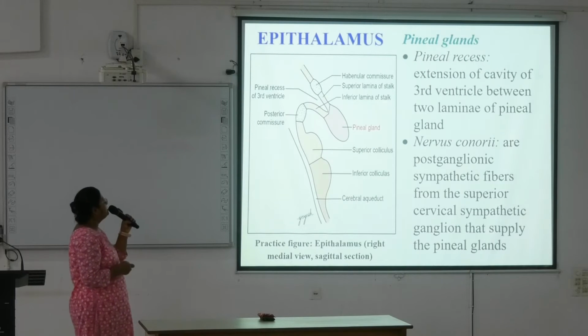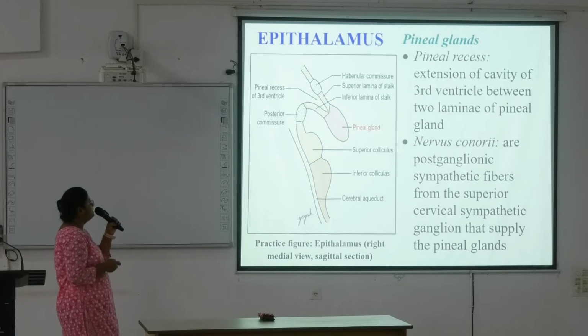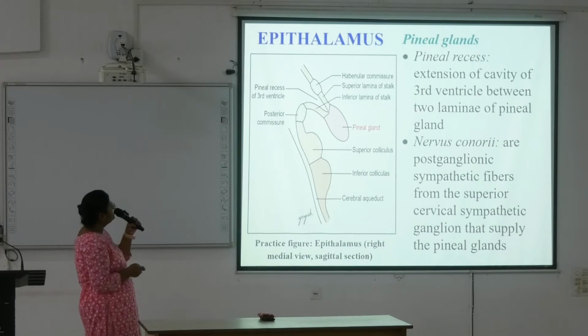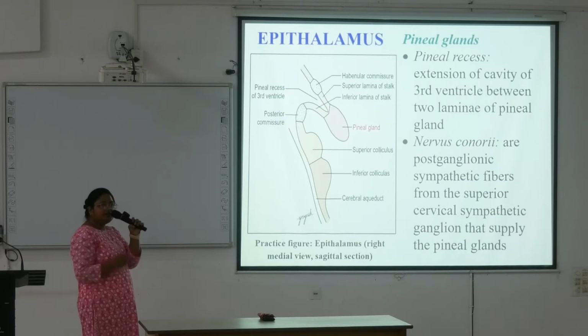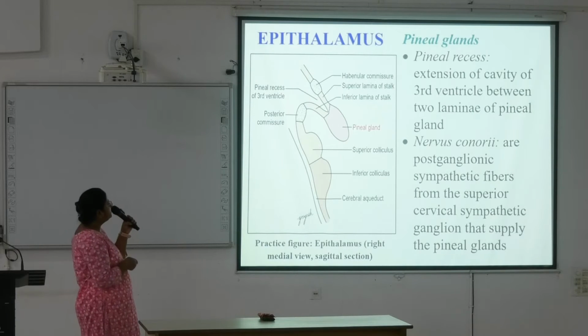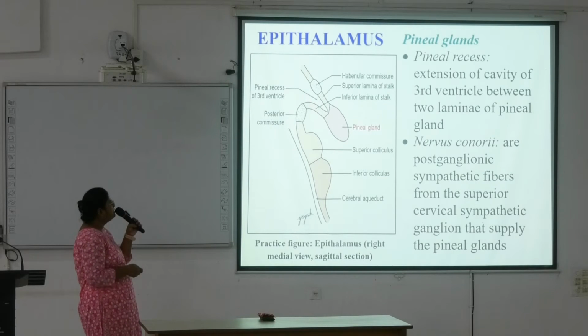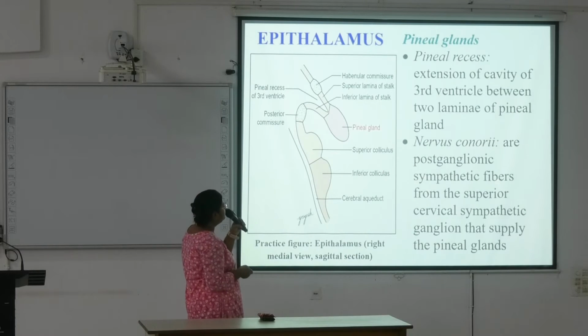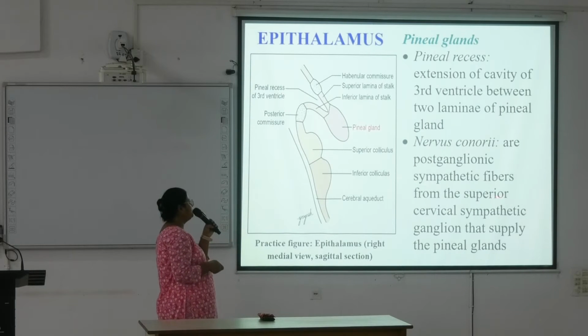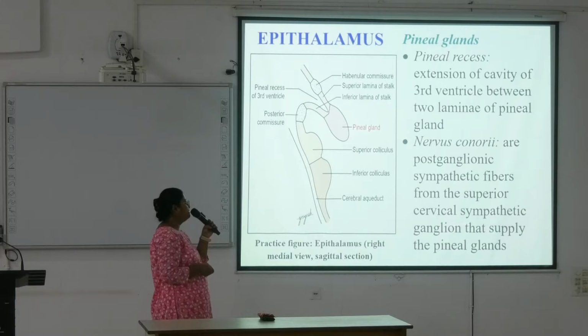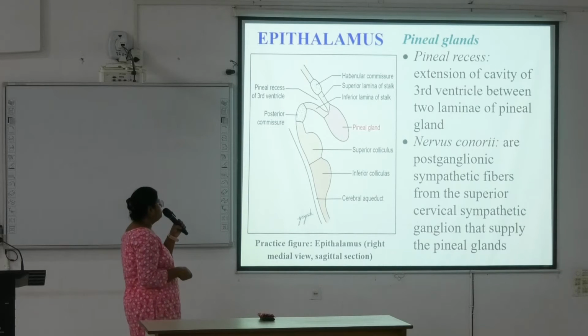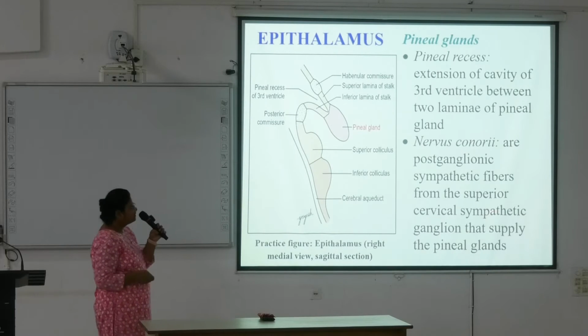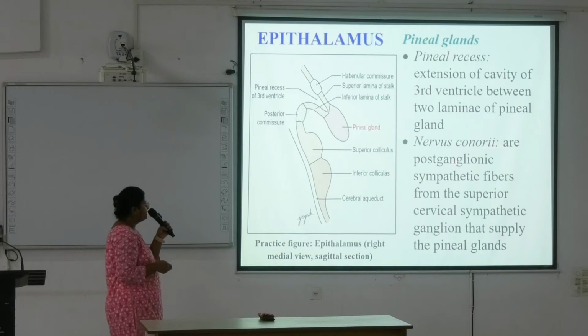Next, the pineal recess. It is an extension of the cavity of the third ventricle between the two laminae of the pineal gland. Here you have seen, during the third ventricle, the pineal recess, an extension of the third ventricle. Next is nervous conarii. They are postganglionic sympathetic fibers from the superior cervical sympathetic ganglion that supply the pineal gland. This is known as nervous conarii.